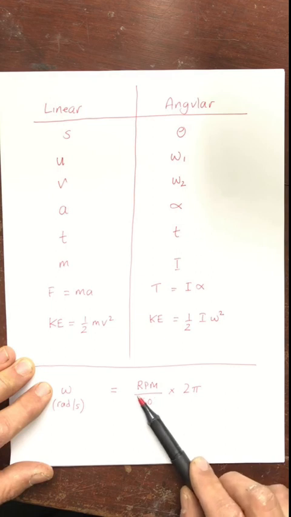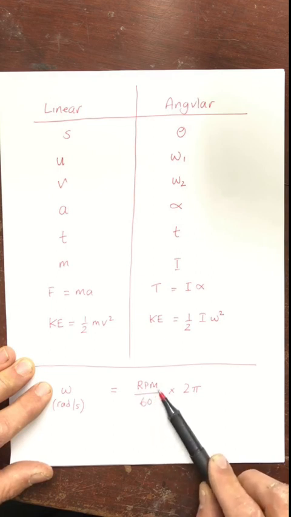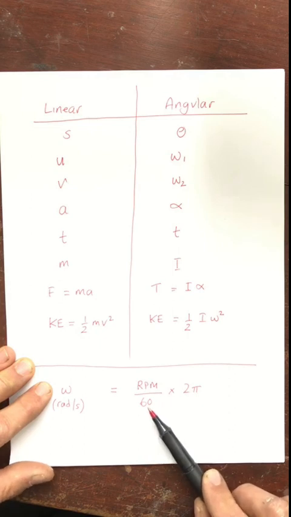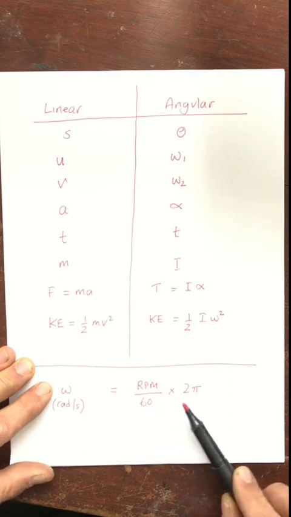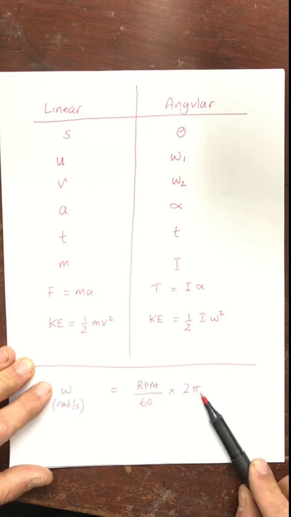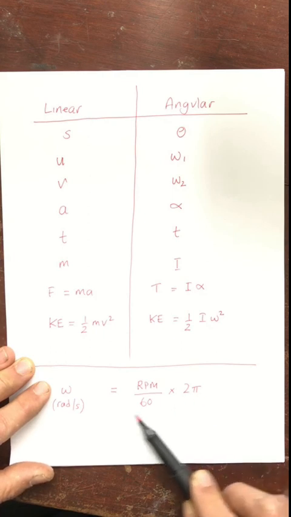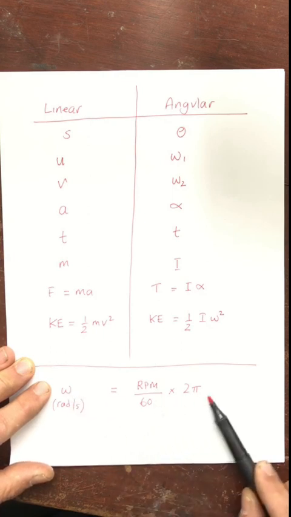If you imagine you've got the RPM, that's revolutions per minute. If we divide that by 60, we get revolutions per second, and if we multiply that by 2 pi, which is the number of radians in one revolution, then we get the number of radians per second. So omega is RPM over 60 times 2 pi.